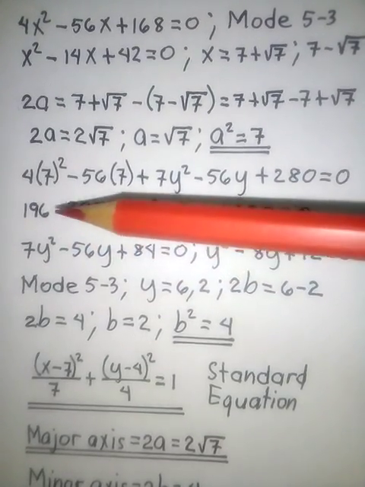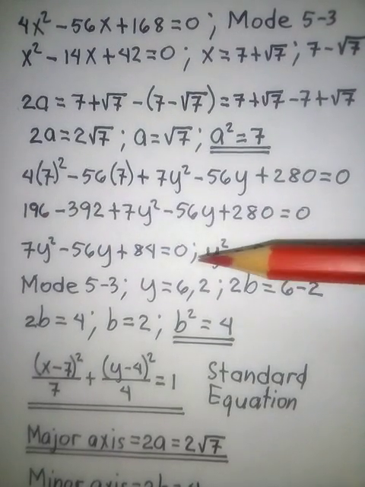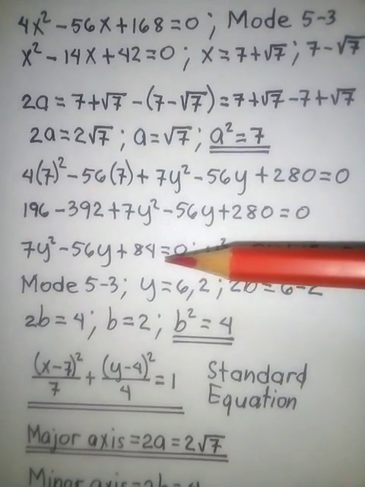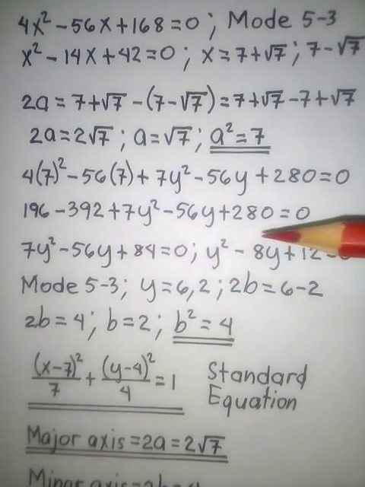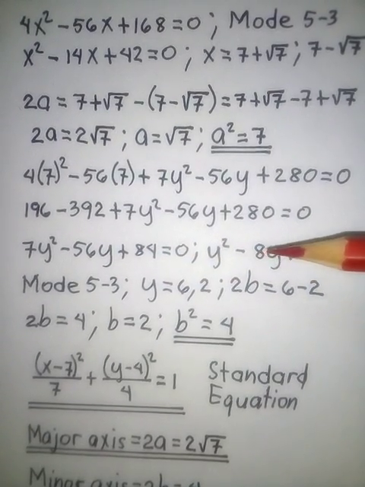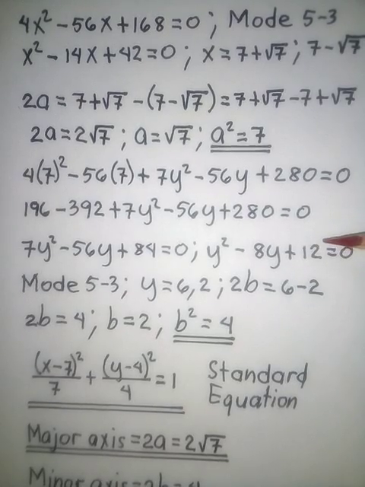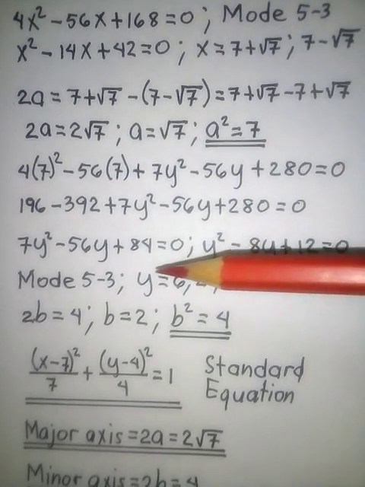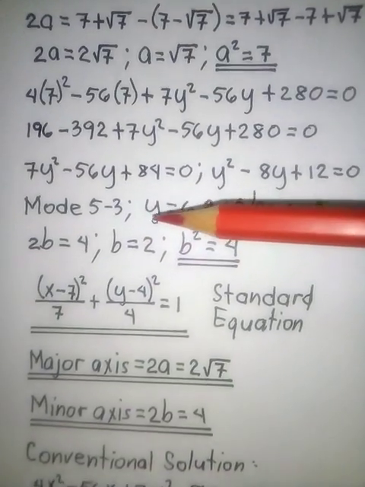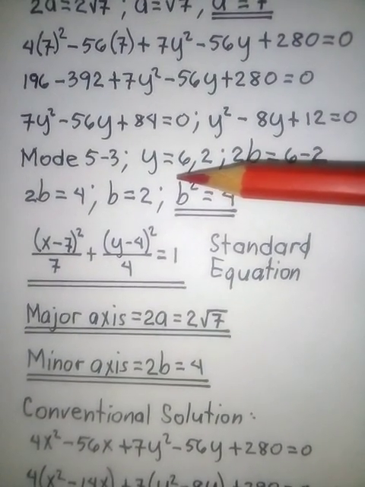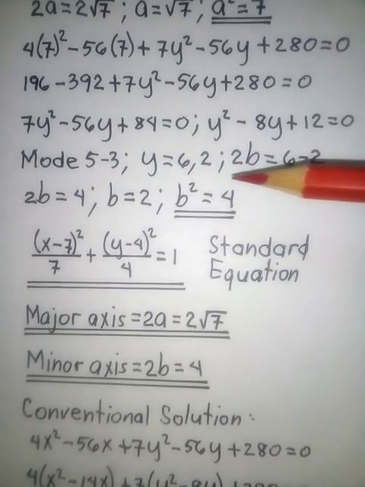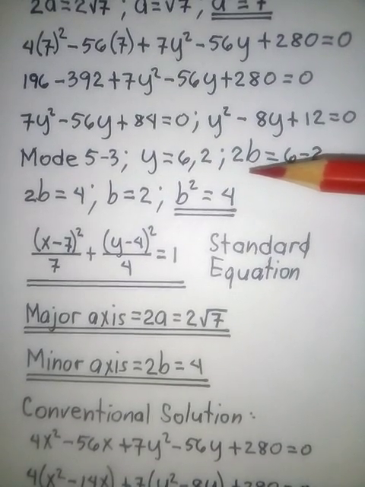And using mode 5.3 of our calculator, we will get y is equal to 6 and y is equal to 2. And to get the value of the minor axis, simply solve for the difference of these two answers. So 2b is equal to 6 minus 2, or 2b is equal to 4 and b is equal to 2. And b squared is equal to 4.